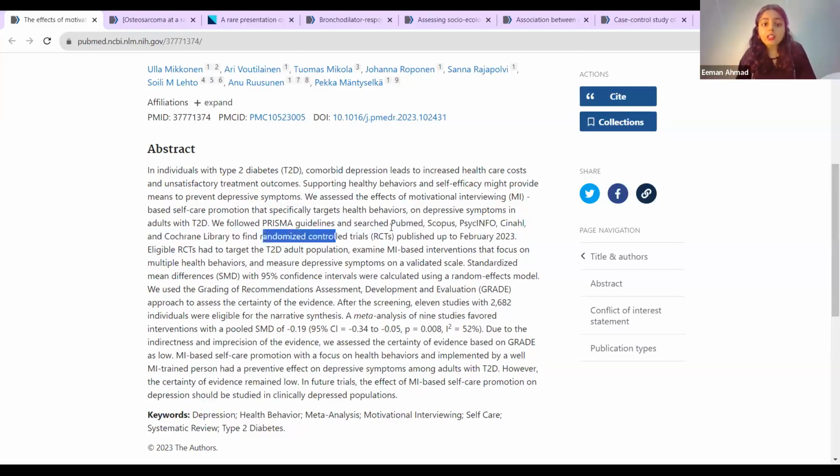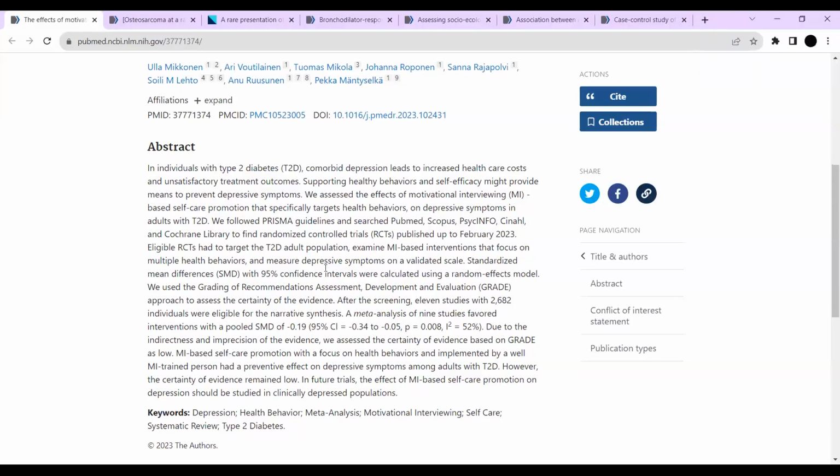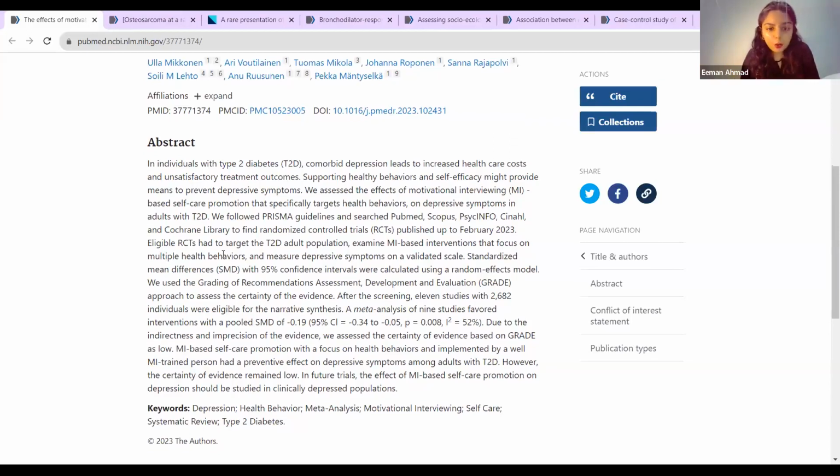And they've included RCTs. You can include other types of studies as well, published up to February 2023. What that means is that they've included RCTs that have been published from the inception of the database, from when PubMed started, in 1800 or whenever it was, up to February 2023. They looked at all of them, and whichever RCTs fulfilled their inclusion or exclusion criteria, they included those. So how many RCTs did they find?